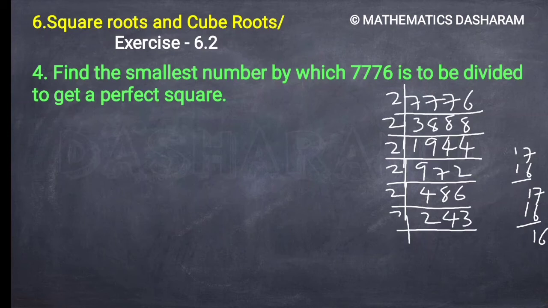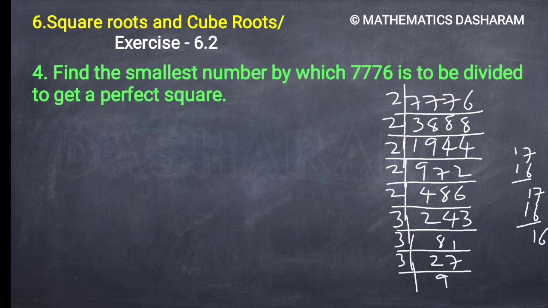Now 3 table, 3 ones are 3, 3 8s are 24, 3 ones are 3. Again 3 table, 3 twos are 6, 2 reminder, 3 sevens are 21. Next 3 nines are 27. Next 3 threes are 9. And finally 3 ones are 3.